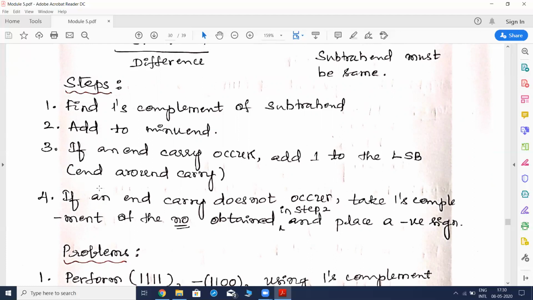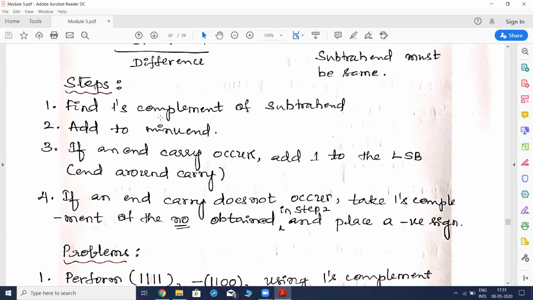So there are two things that you are going to do, either the third step or the fourth step. Your first step is to find the one's complement of the subtrahend. Second step is to add it to the minuend. Once you add it to the minuend, you look at whether carry is generated or not. If carry is generated, then you must add that carry to the LSB and stop there itself. You are not going to the fourth step. If there is no carry, then you go to the fourth step: you take the one's complement of the result, whatever you have got, and place a negative sign.